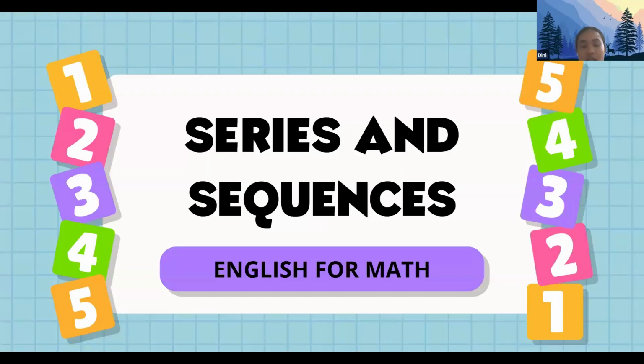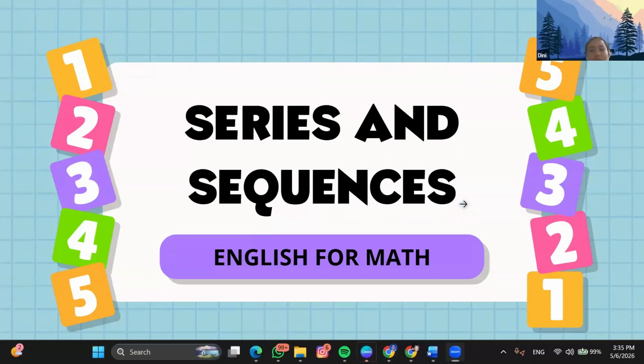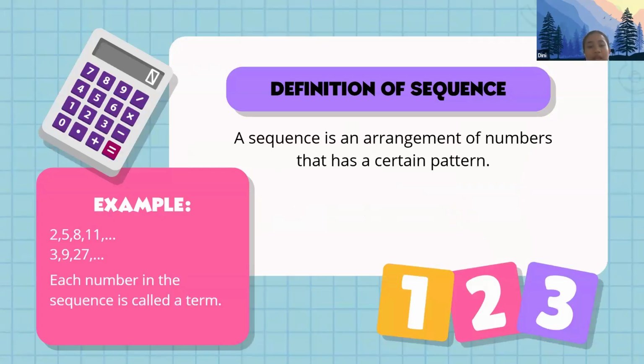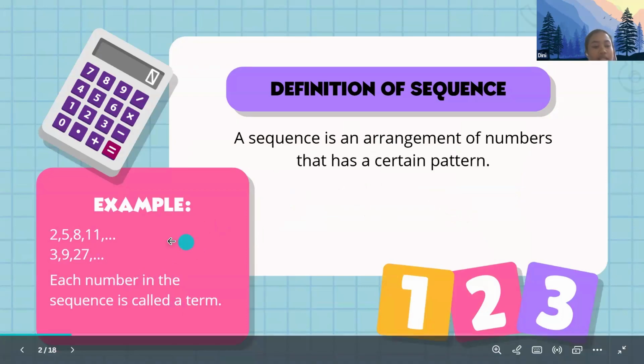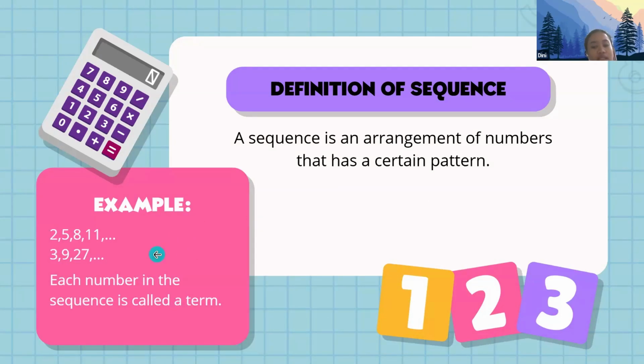Everyone, look at my PPT. Yes, Miss. I see. Okay, first, the definition of a sequence. Basically, a sequence is just a list of numbers that follow a specific pattern. You can see the example in this, and each number in the sequence is called a term.